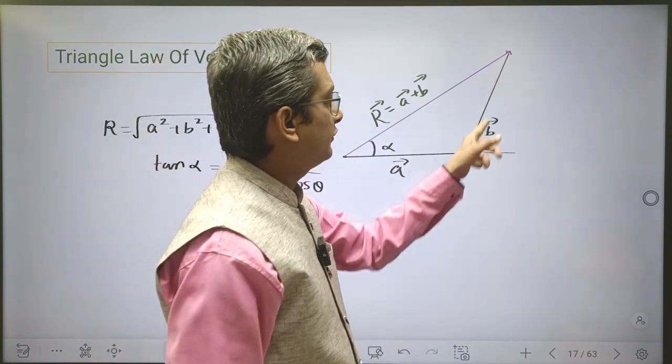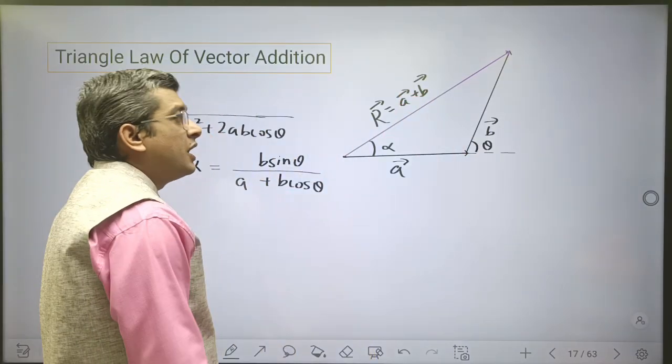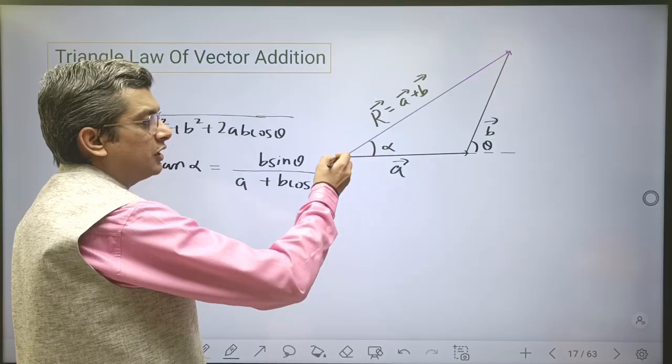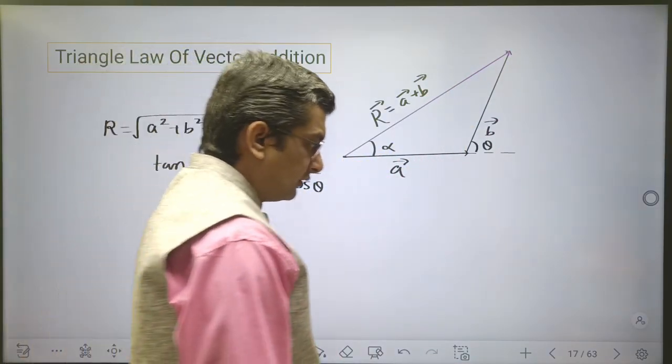This is the second vector, which starts from the head of the first vector, isn't it? And for the resultant vector, you have to join the tail of the first vector to the head of the second vector. That's all, isn't it?